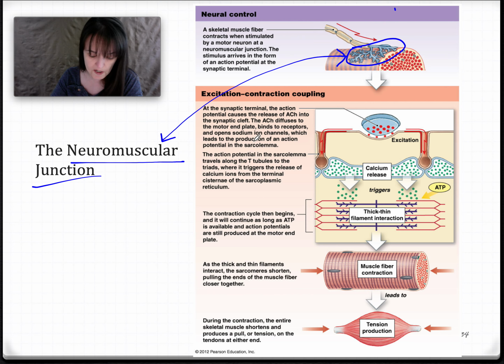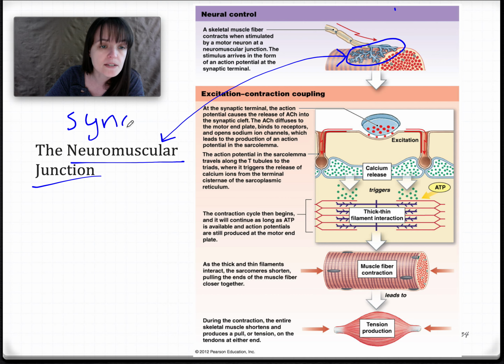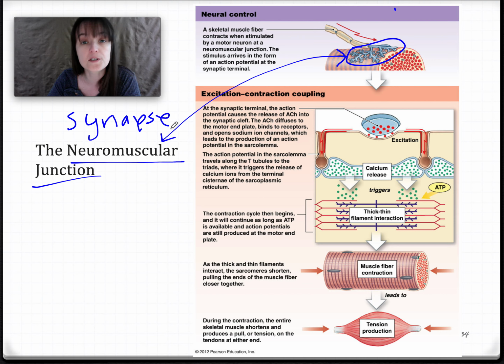Oh, sorry, communication between a neuron and another cell is a synapse. Got ahead of myself. And a specialized synapse where a nerve communicates with a muscle cell is a neuromuscular junction. So a neuromuscular junction is a type of synapse. I was going off the pictures, I forgot about the note set. Communication between a neuron and another cell occurs at a synapse. A specialized synapse between a neuron and a muscle fiber is a neuromuscular junction.